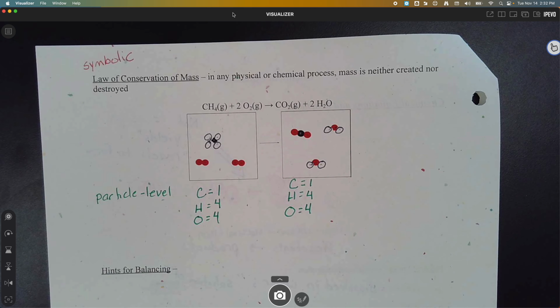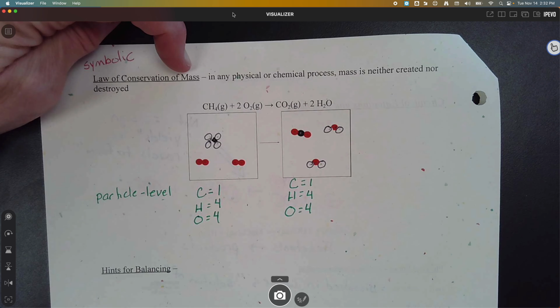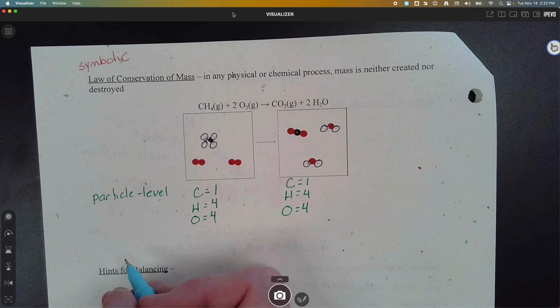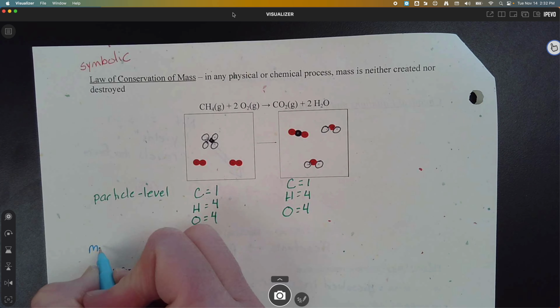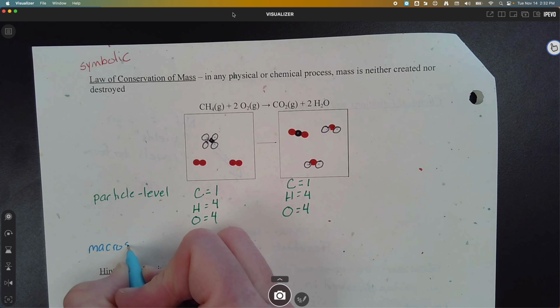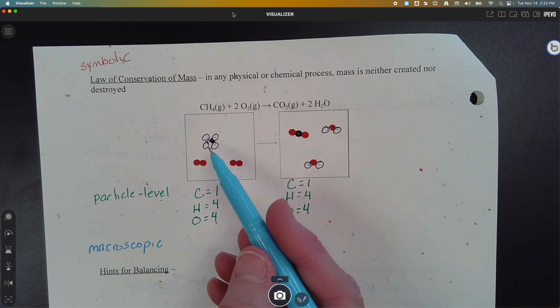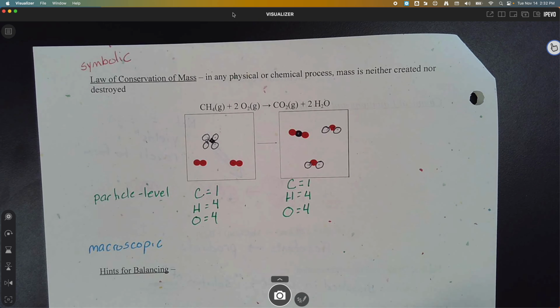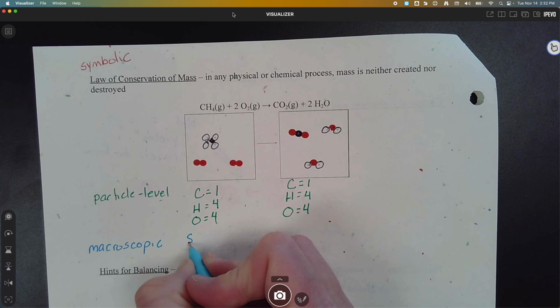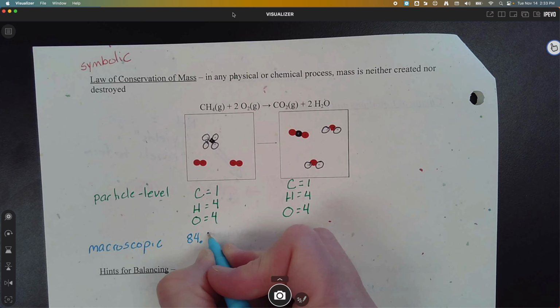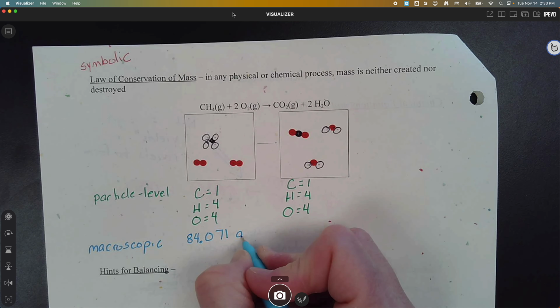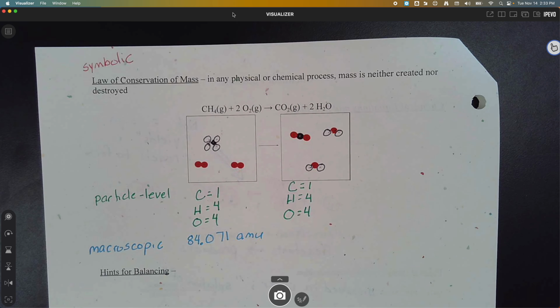Then we added a thought process to it that actually included the notion of mass. And that was at the macroscopic level, what did things weigh? And so we added up the parts and pieces. The mass of a CH4 particle plus the mass of 2 O2 particles. And if you added that up, you'd find out that that weighs 84.071 AMU. And we did that using our periodic table. And then we checked the other side, and we added up the mass of 2 H2Os and a CO2.